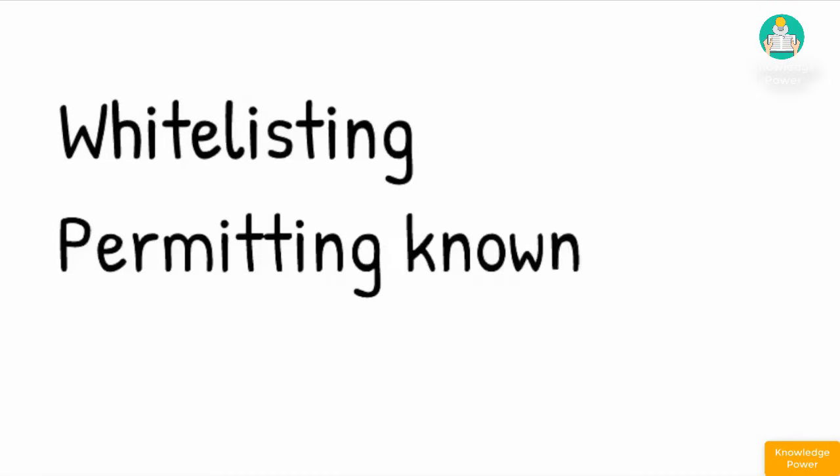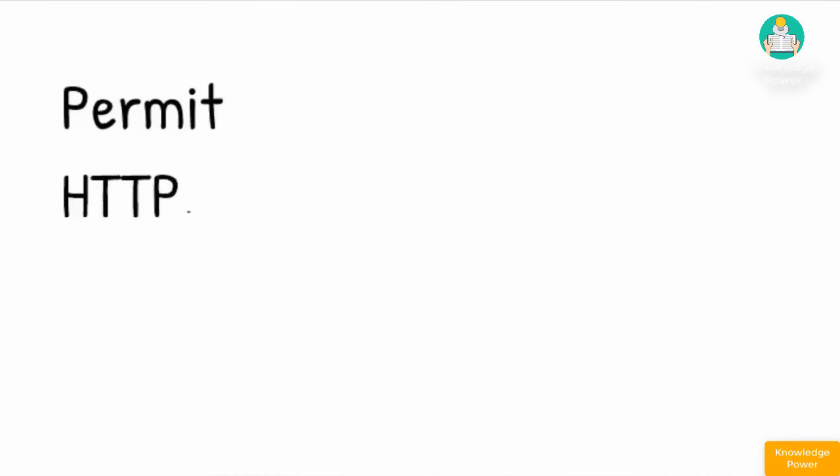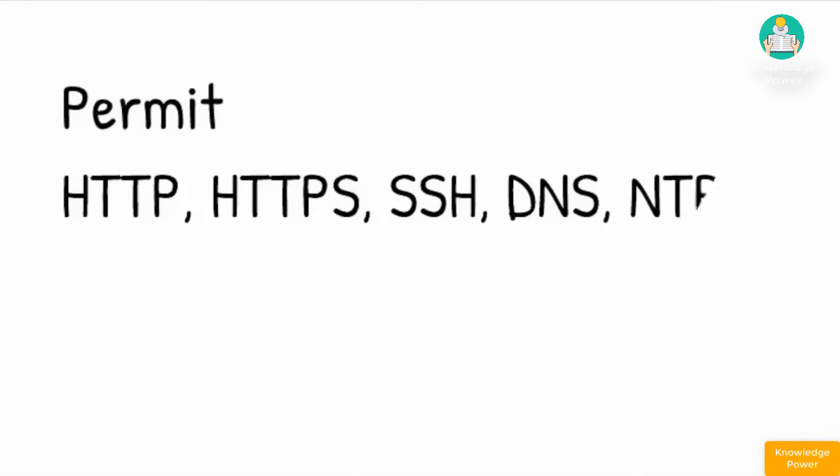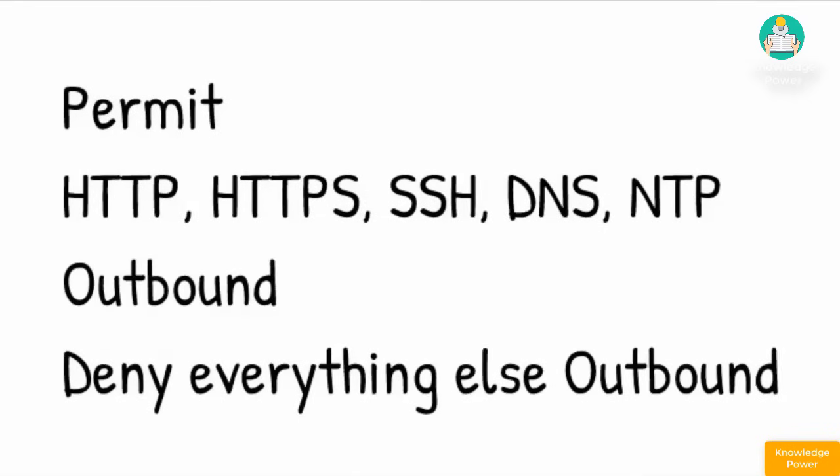Whitelisting is allowing what you do want and blocking everything else. You could allow HTTP, HTTPS, SSH, DNS, and NTP, for example, and block everything else. If you know what you want to allow, you don't have to know what you don't. Just whitelist what you want and block everything else.